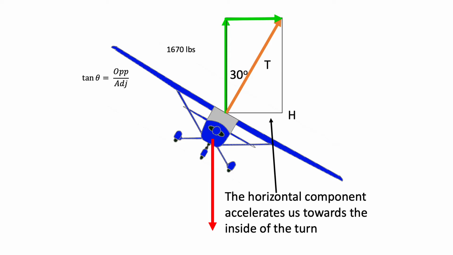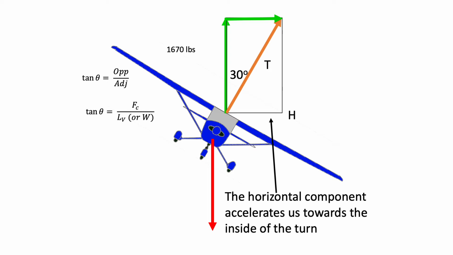So this is what it looks like when we vector it out. This aircraft is in a 30-degree bank, and its total lift is represented by the orange line. That total lift actually has two relevant components. One is the vertical component, which has to act against weight, and the other is the horizontal component, which accelerates us towards the inside of the turn. We can call that the centripetal force. That's the force that moves us towards the center of the circle.